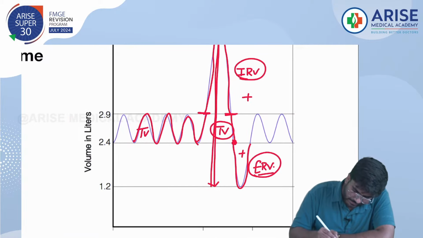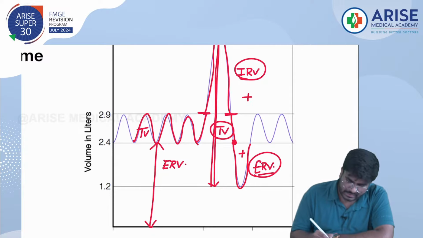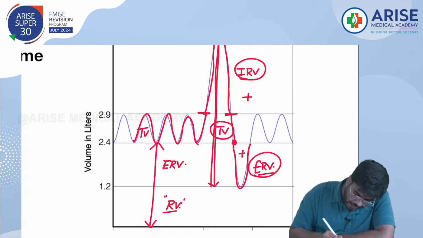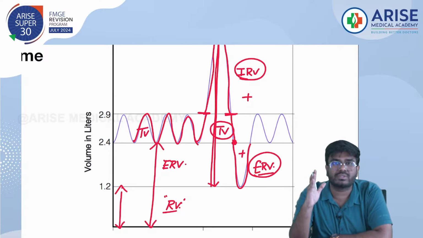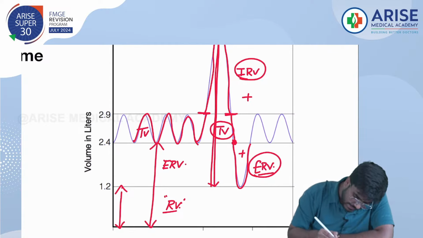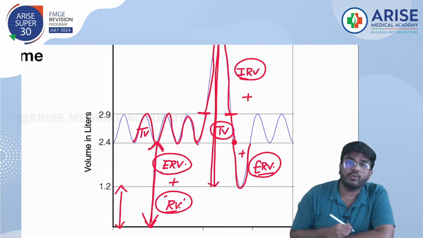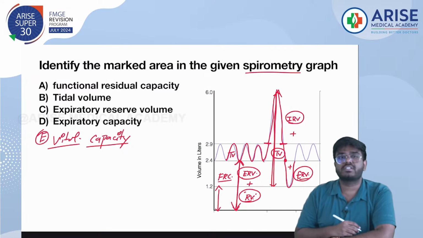If I ask you, what is this marked area from here to here? Now, you know this is an area of expiratory reserve volume and this is an area of residual volume. Whatever you do, some air will never come out of the lungs. Some air is always present in the lungs. Almost somewhere around 1.2 to 1.3 liters, 1200 to 1300 ml of air is always present in the lungs. It will never come out. So this area which I am highlighting includes expiratory reserve volume and residual volume. If you add these two volumes, that's going to give you functional residual capacity.